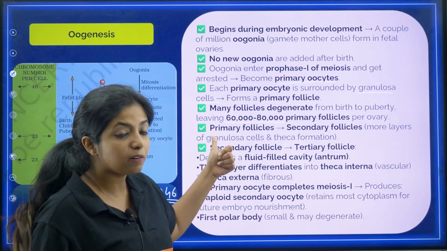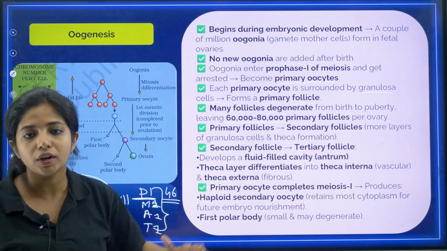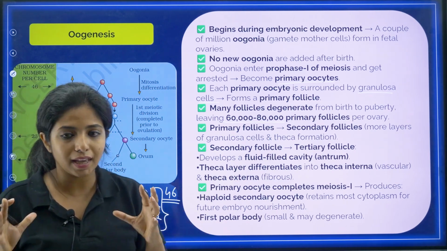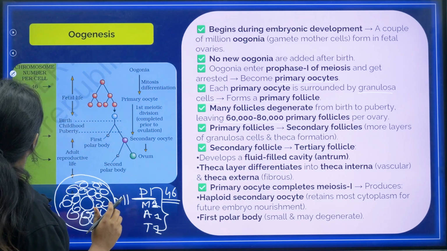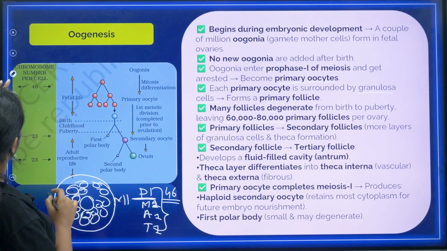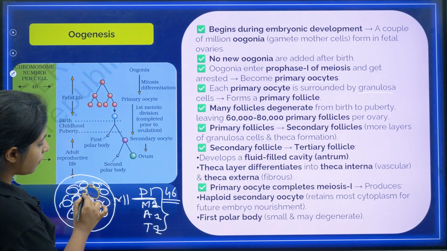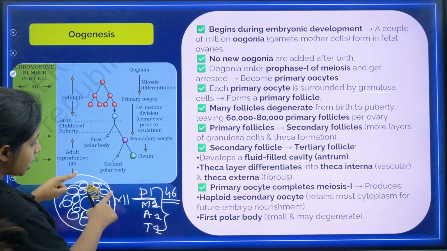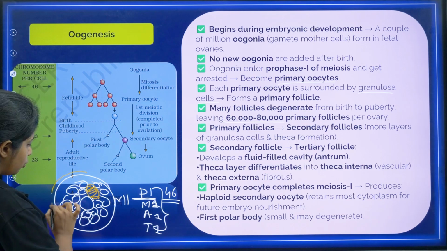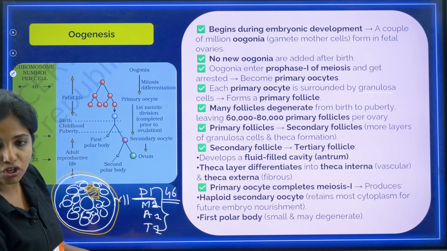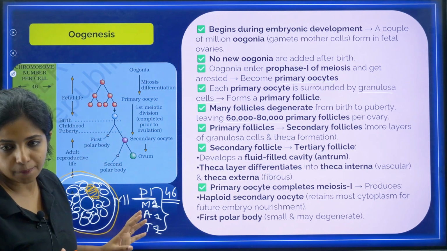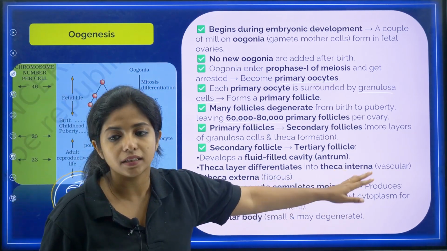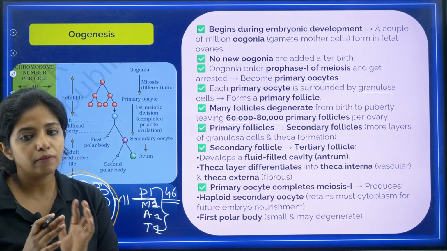Now this secondary follicle will soon transform into a tertiary follicle, my dear children. During this transformation phase, a very important thing happens. First, in the tertiary follicle, you would find a fluid filled cavity which is known as the antrum. Apart from that, the theca layer will differentiate into two layers: the outer theca externa and the inner theca interna. Theca externa is fibrous and theca interna is a vascular layer.